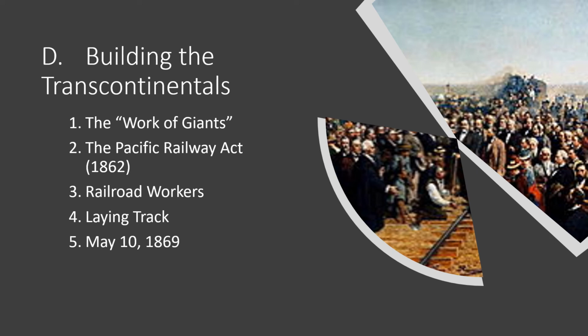Building the transcontinentals, the work of giants. According to General William Tecumseh Sherman, the building of the Transcontinental Railroad was the work of giants. The railroads required efforts and ingenuity on the part of the surveyors, engineers, and workers who built them, and they required consistent funding sources and large labor forces.